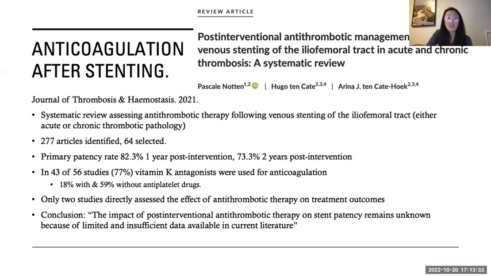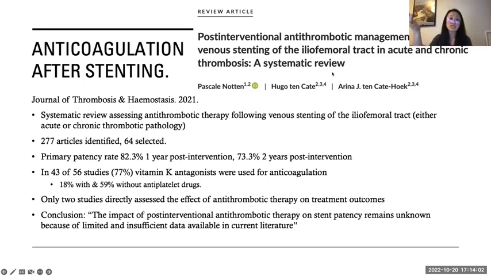The next question that we often get asked is, after these people get stented, vascular surgery sends them to us and says, what should we do for anticoagulation and for how long? I think this is a challenging question that honestly we don't have good answers for. I tried to look into that, and to be honest, there really is not good evidence for this. There was a systematic review that was published in the Journal of Thrombosis and Hematology back in 2021.